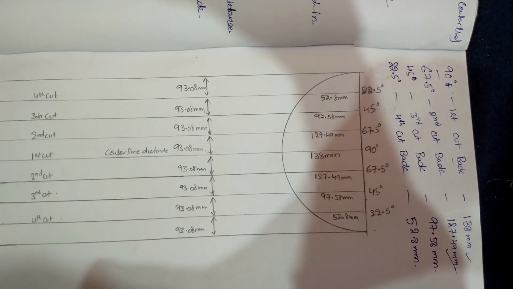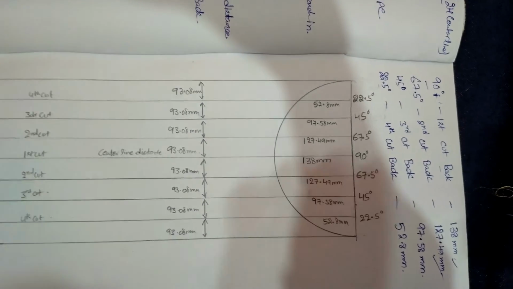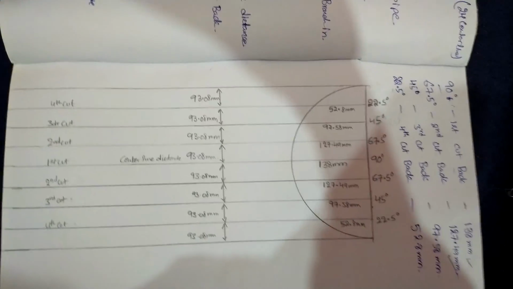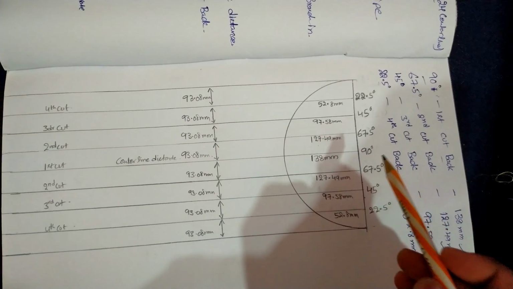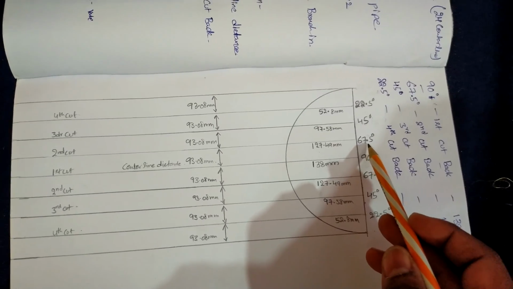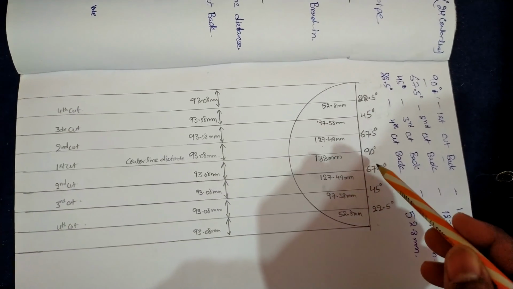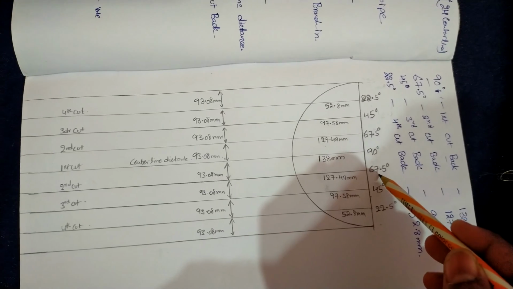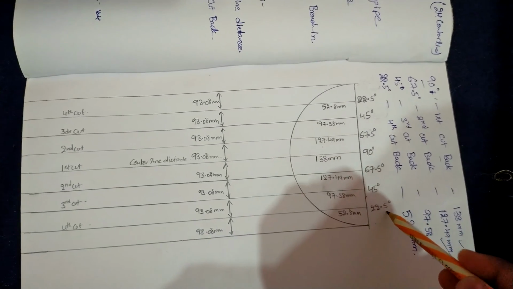Now let's know how to mark the layout with the help of graph. See, this is our center line, 90 degrees, 67.5 degrees, 45 degrees, 22.5 degrees, and here 67.5 degrees, 45 degrees, 22.5 degrees.